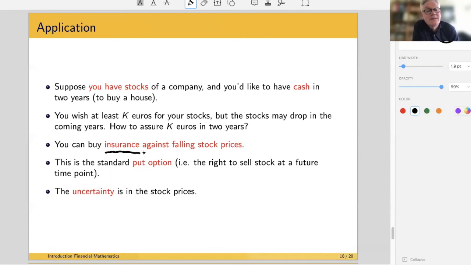And then the answer is you try to insure against falling stock prices. Insuring against falling stock prices would be the put option, the right to sell your stocks at a future time point. And of course, here it is the right to sell them for K, because then at least you will have K euros after the 2 years' time, right? So if you have an uncertain financial asset, like the stocks, you can buy a put option with your stocks so that at least you can sell them for K euros, when the strike price is K. The uncertainty is, of course, in the stock price. And again, if the stocks go up, then you sell your stocks immediately in the market and you don't use your put option.